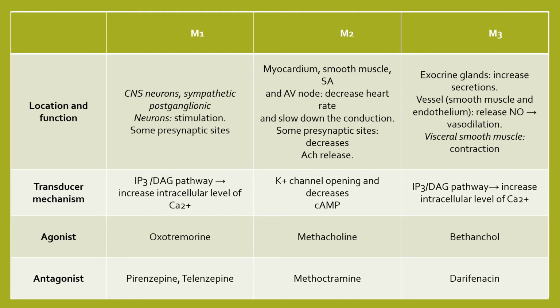And M3 receptors, its location is exocrine glands, which increases the secretions, vessel smooth muscles and endothelium, which releases the nitric oxide, which causes the vasodilation, visceral smooth muscles, which causes the contraction. The transducer mechanism of M3 receptor is same as M1, which activates the IP3 or DAG pathway, which causes the increase in the intracellular level of calcium.